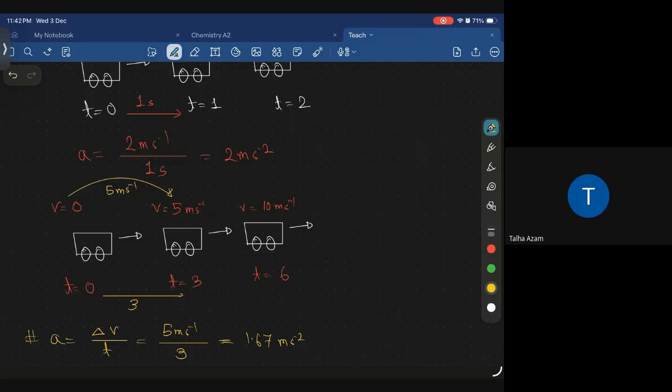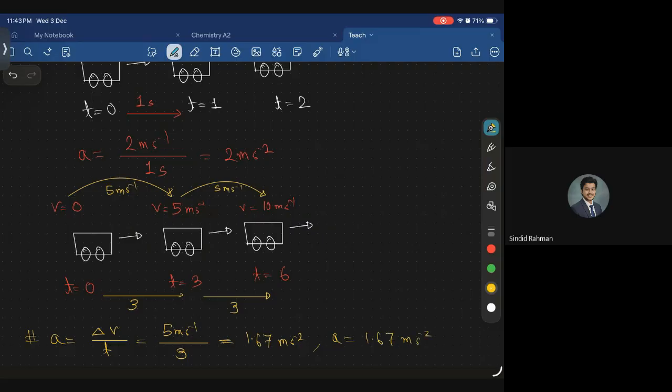The difference in speed will be 5, and the exact difference in time will be 3. Those are the same. So the acceleration would also be the same, right? So the acceleration for that will also be 1.67 meter per second square.